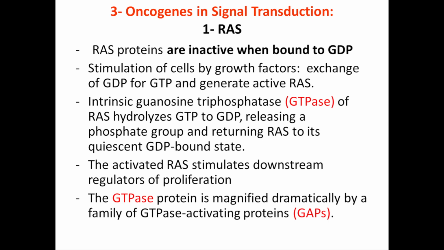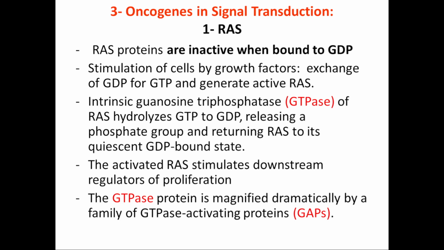خلصنا الجروث فاكتور والجروث فاكتور ريسبتور نيجي على السيجنال ترانزاكشن بروسيس. Signal transduction process is very important. The RAS, which is involved in the signal transduction, is a very common oncogene. It's the commonest oncogene mutated in human cancers.